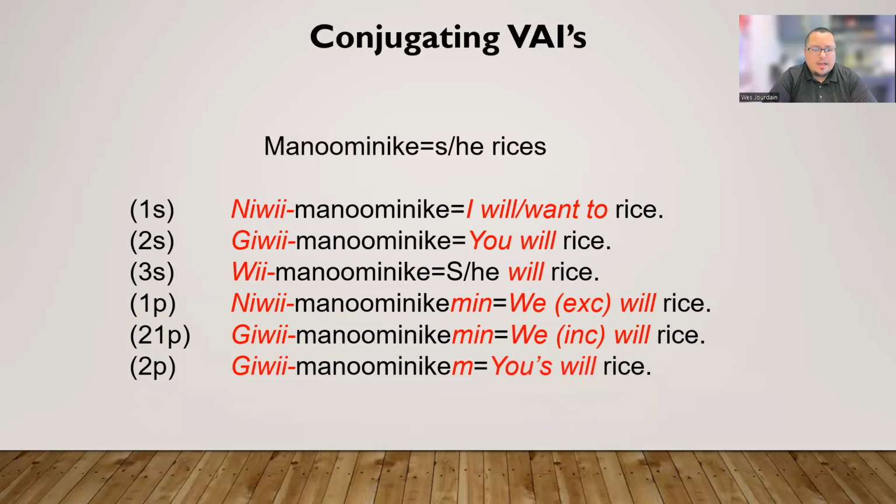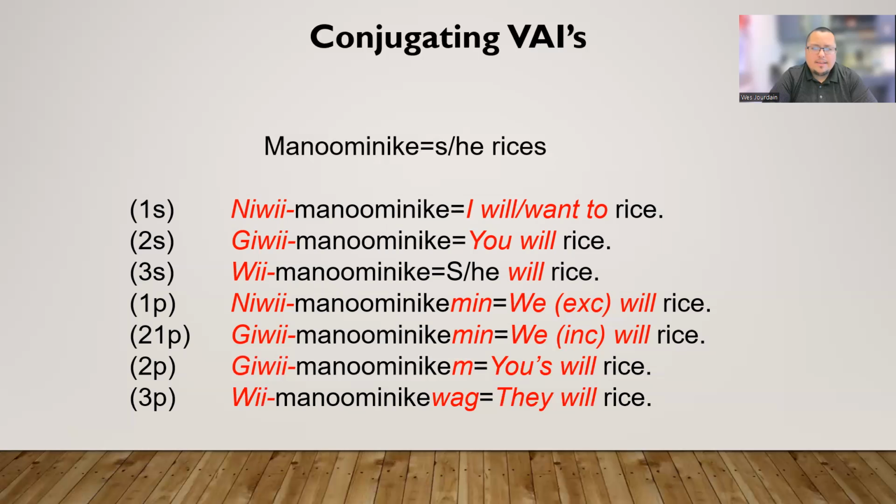Second person plural, talking about you all. Giwi manominikem. Yous will rice. Yous want to rice. You can use that however you want to.